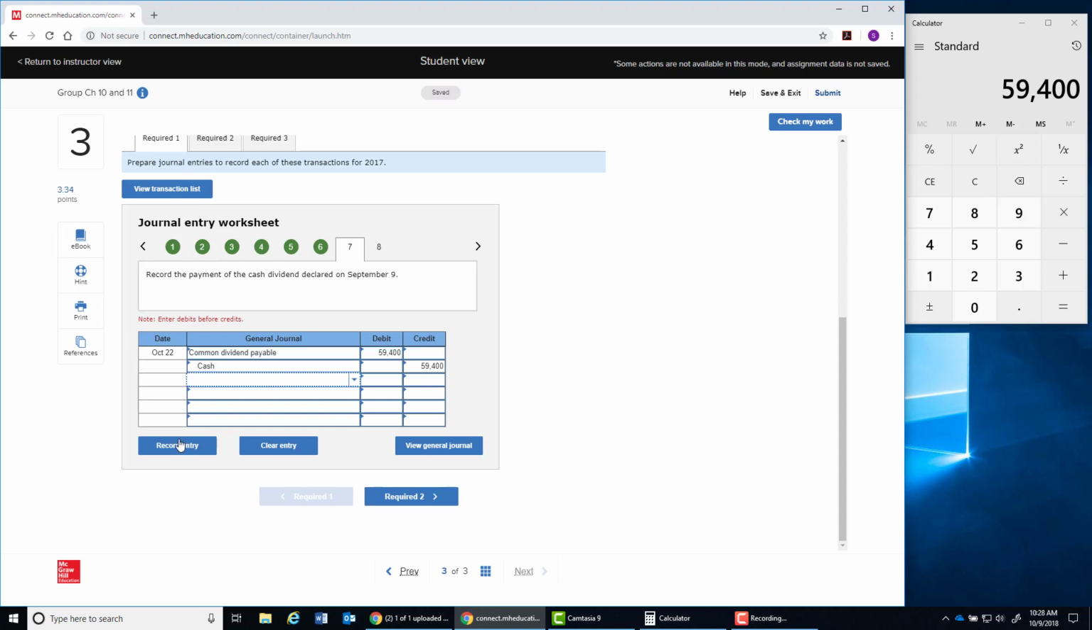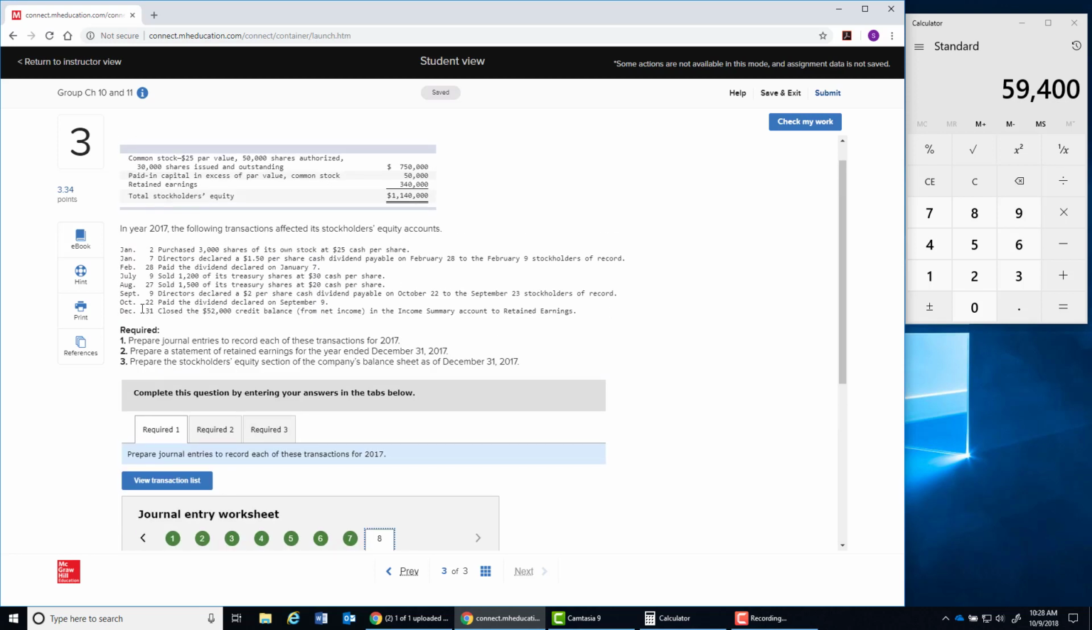And then finally, we get down to where it says record the transfer of the credit balance of $52,000 in the income summary account to the retained earnings account. Right here, we closed the $52,000 credit balance from net income in the income summary account to retained earnings. You remember what happens? At the end of the accounting cycle, which is December 31, we have to zero out all of our revenue accounts and zero out all of our expense accounts. And we do that by sending them over to an account called income summary, which is also temporary.